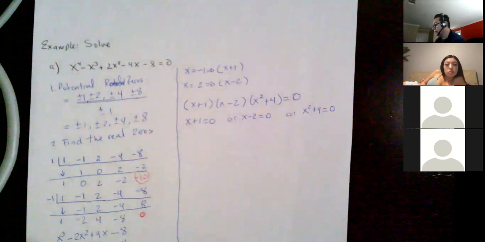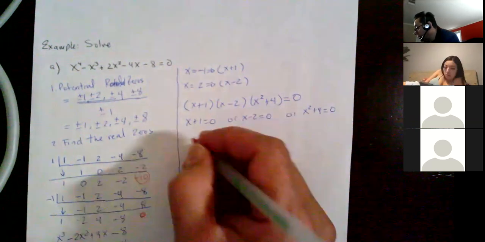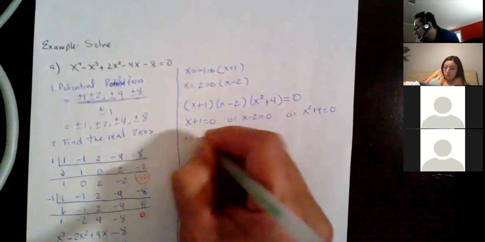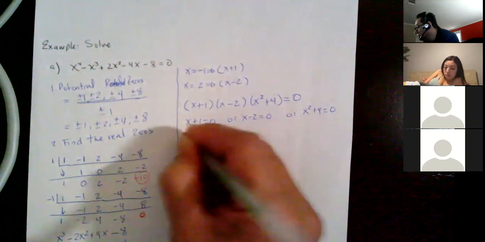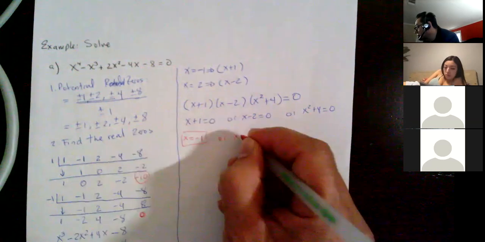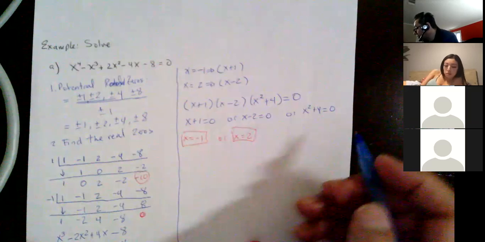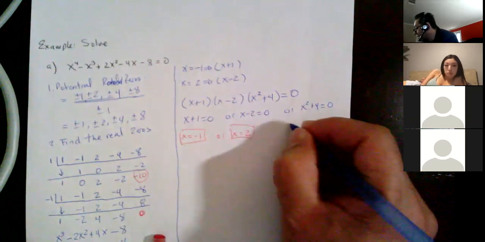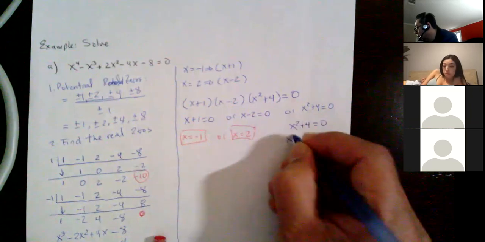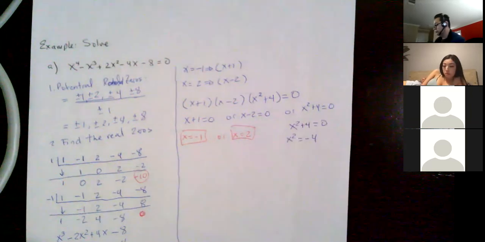So what would be the solutions here? Well, here this is x equals negative 1. That would be one solution. Or x equals 2 would be another one. Or the other one, notice, let's solve this one here. x squared plus 4 equals 0, and that would be x squared equals negative 4.